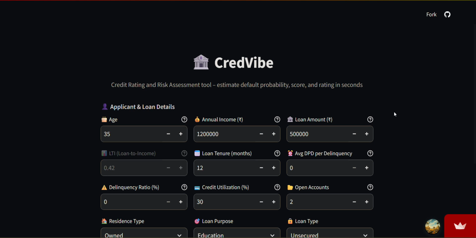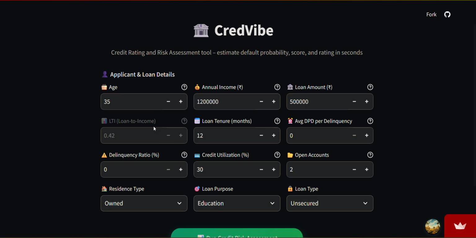In this particular demo, I'll be showcasing the Streamlit application where the user can enter the applicant details and instantly receive the default probability, the credit score, and the overall risk category. So let's get started. These are some of the details that need to be filled by the user. So I'm going to take one example first.